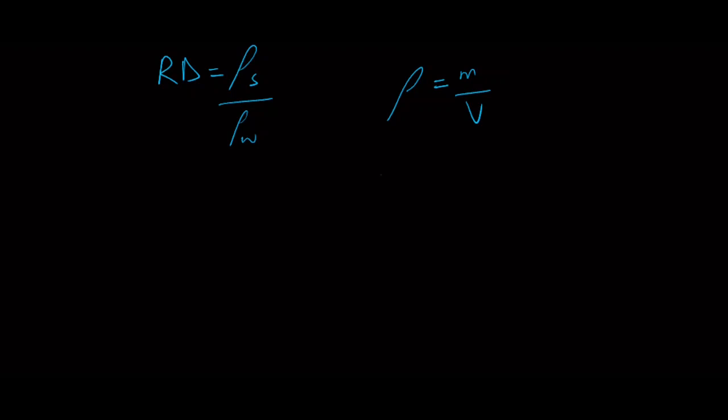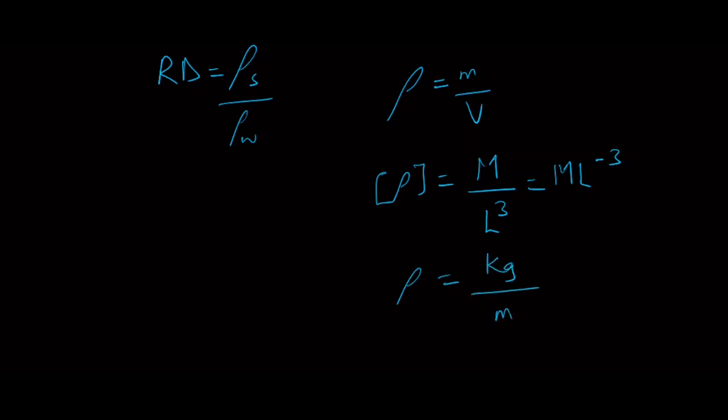In that case, the dimension of density is going to be: the dimension of mass is M, and we have discussed that volume has a dimension of L cubed. So if we simplify, we have M L raised to the power minus 3 as the dimension. Therefore, the unit for mass is kilogram, while the unit for volume is meter cubed. So that will give us kilogram per meter cubed as well.